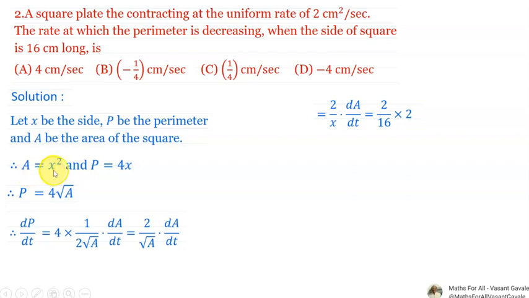Taking the square root on both sides, you will have root of A is equal to x.